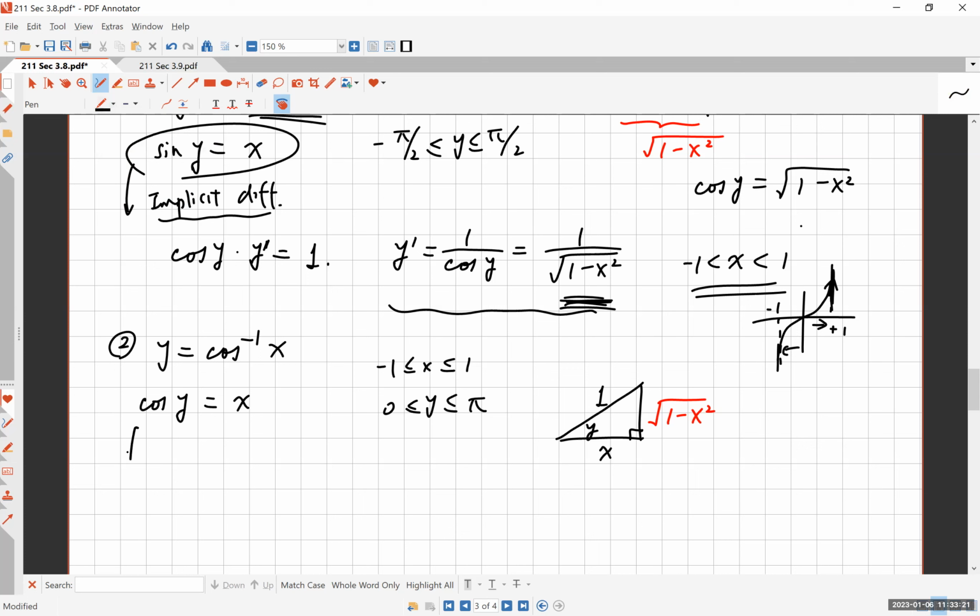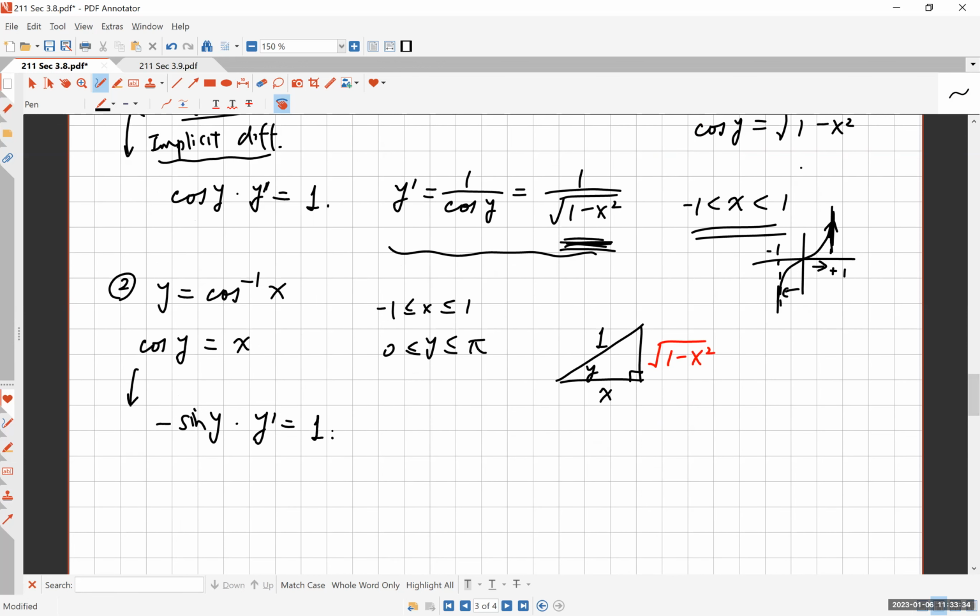All right, and now you do the implicit differentiation. This becomes negative sine of y times what? Yes, of course, y prime. I'm glad you said that. I heard you. And then the other side is 1. Y prime is 1 over negative sine of y, I guess I can put the negative on the top. What's the sine of y here? It's the opposite over 1, right?